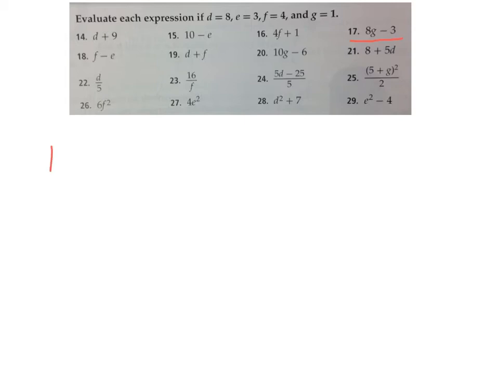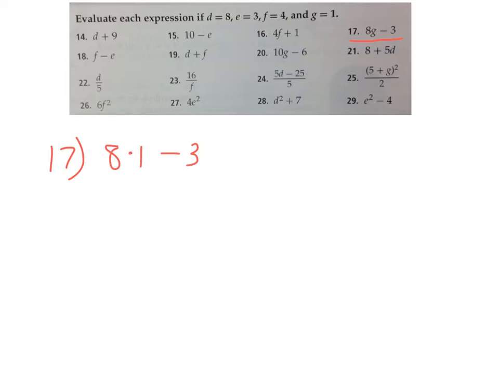So if I was doing 17, I would put number 17, just like this. Now, I see it's 8G. Now, I know when there's a number next to a letter, and here it says G equals 1, and there's no sign in there, I know that means I times it. So I'm going to write 8 times 1, just like that, minus 3. Okay, so that's a times sign, that's a circle.